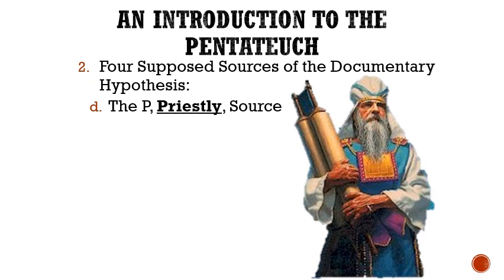Now, some would add a fifth source known as the R source. The R would represent a redactor, someone who compiled all the sources as one, but that source is not necessary for our study.